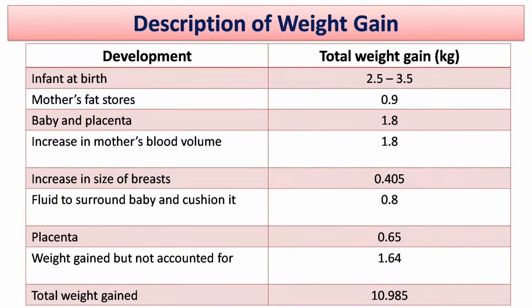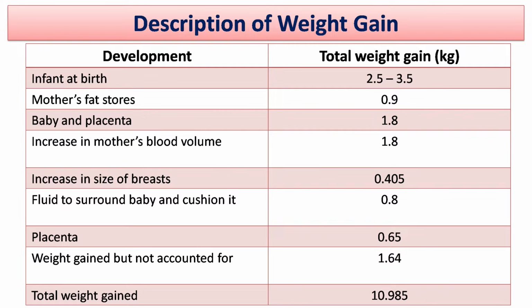And what contributes to this weight gain? As you can see, basically the weight of the fetus. As you have seen, from a single cell, by the time the infant is born it weighs 2.5 to 3.5 kgs. The cutoff is 2.5 kgs. In addition, to support this, mother's fat stores contribute about 0.9 kgs. The baby and the placenta together contribute 1.8 kgs. There is increase in the mother's blood volume.